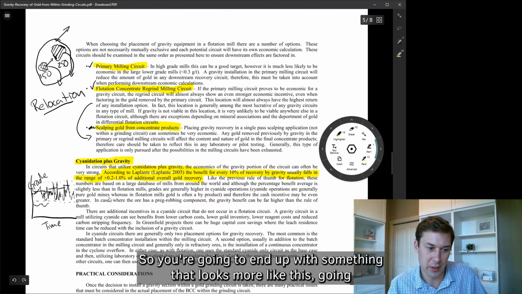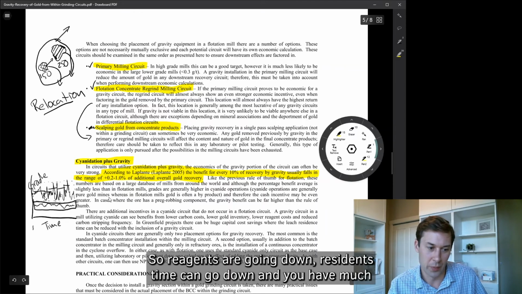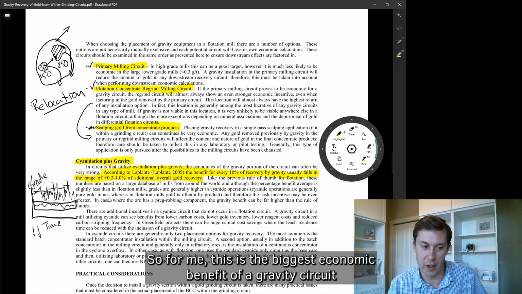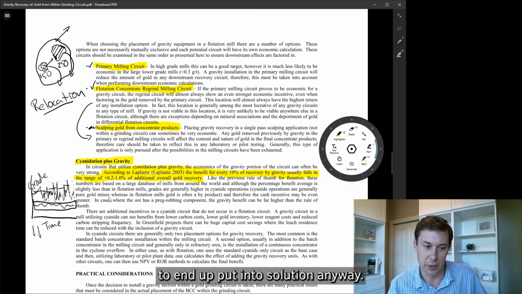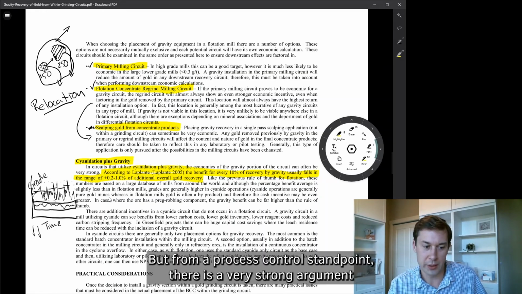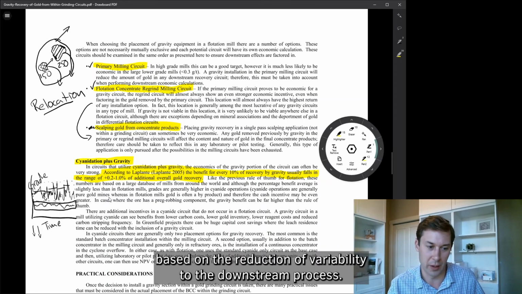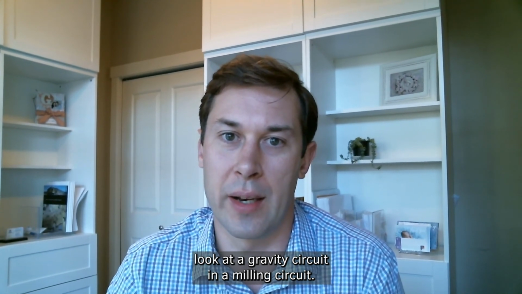So you're going to end up with something that looks more like this going to the cyanidation circuit. And now you're just having to optimize the circuit in a much less variable environment. Reagents are going down, residence time can go down, and you have much tighter control over the operation of that cyanidation circuit. So for me, this is the biggest economic benefit of a gravity circuit, because in a lot of cases, most of the gold you're probably going to end up putting into solution anyway. But from a process control standpoint, there's a very strong argument for adding a gravity circuit to a cyanidation plant based on the reduction of variability to the downstream process. So those are the primary reasons why you would look at a gravity circuit in a milling circuit.